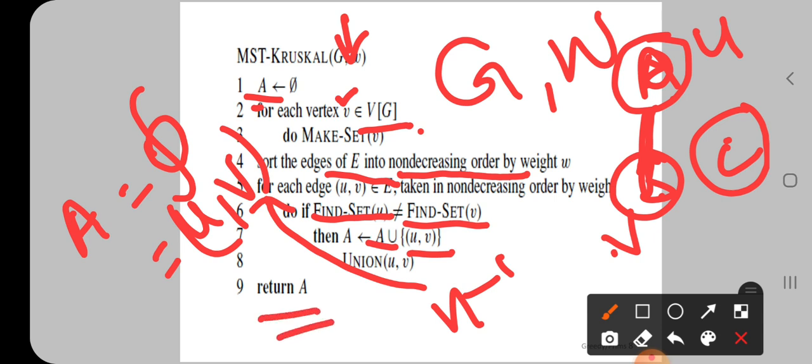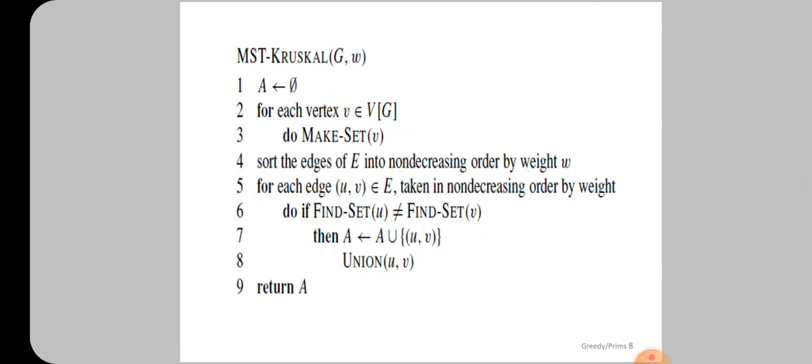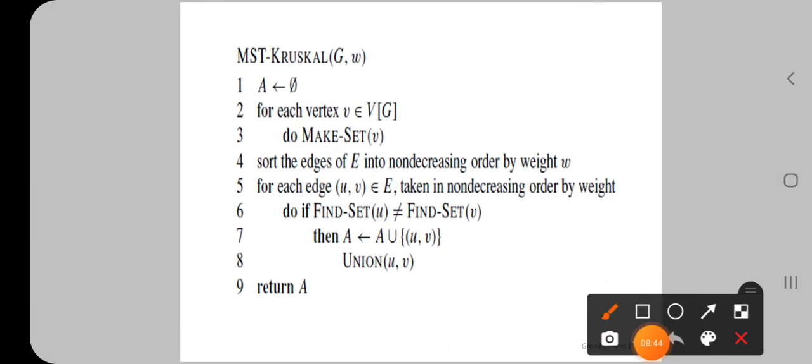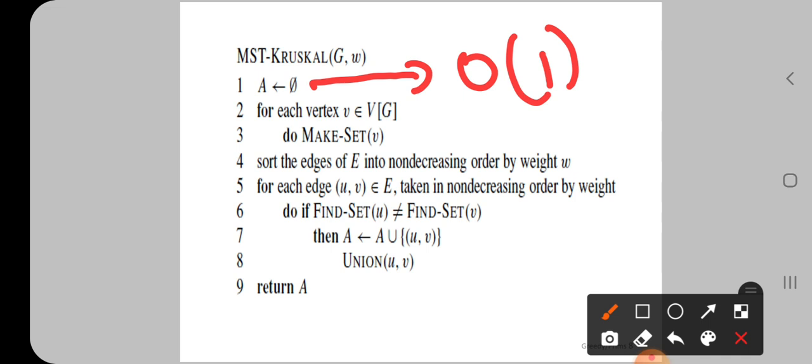Then return A. After completion of this procedure, we are returning from this. Then we will get a spanning tree. Here A is infinity, so it takes a time complexity of order 1. Then for each vertex in this graph, we are taking a time of order V, that is the number of vertices in that graph.